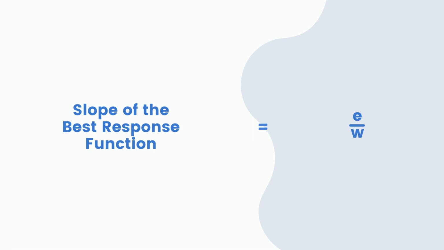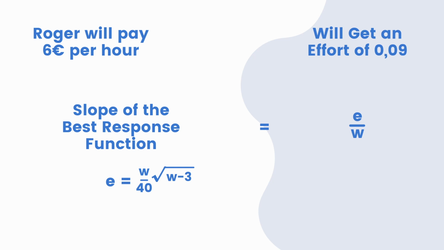In this exercise, we have to find the slope of the best response function and match it with E over W, the isocost line general function. This gives us that E is equal to W over 40 times the square root of W minus 3. Then, we replace this value in the best response function so that we can determine the wage Roger will give to Anna, which is 6.